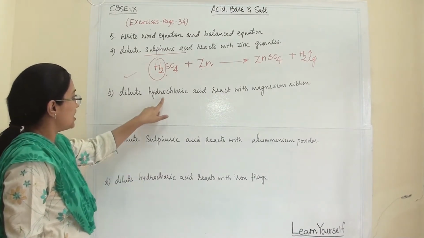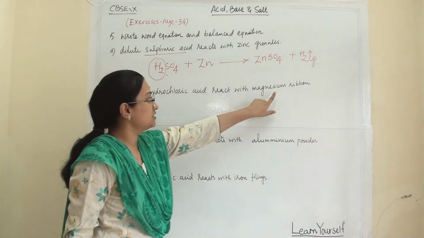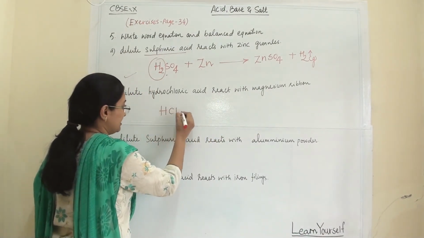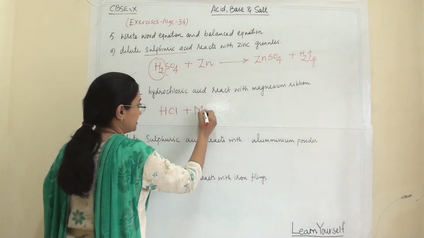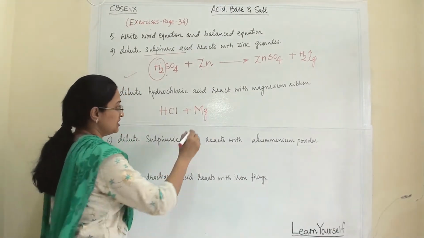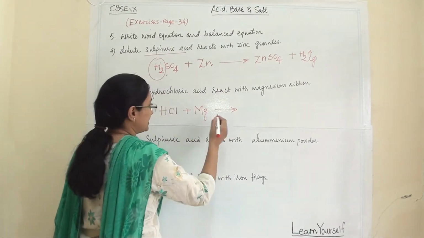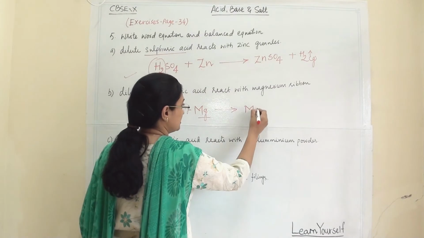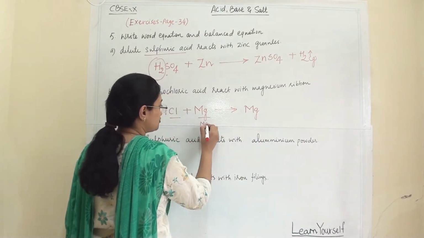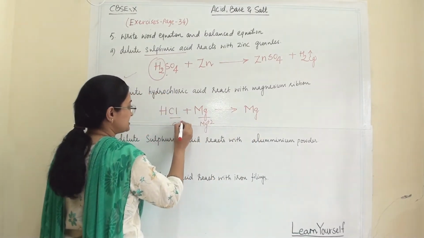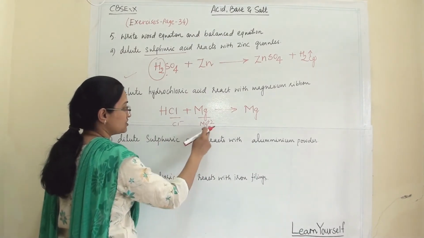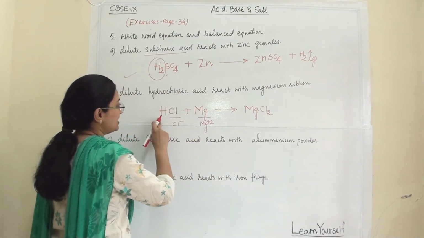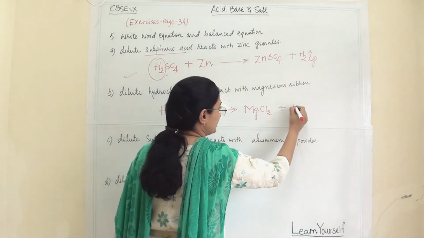Now dilute hydrochloric acid reacts with magnesium ribbon. So hydrochloric acid is HCl. Now when it reacts with magnesium ribbon, so this is Mg. Now which product will we get? Mg will react with Cl. So Mg is +2, whereas Cl is Cl minus. So via crisscross it will become MgCl2, and hydrogen will be left alone.